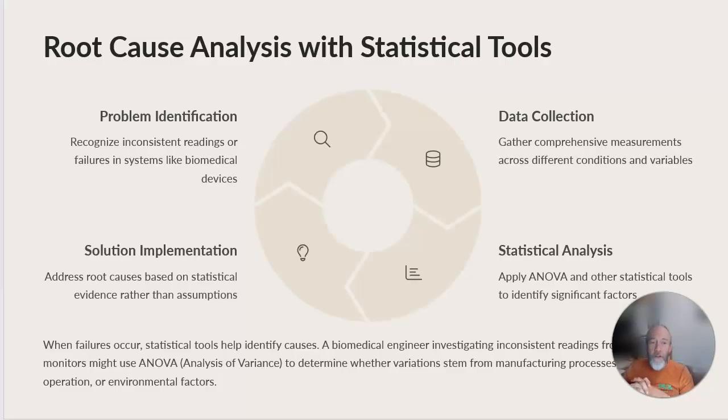So what's another very, very common thing that we do in the statistical world? Root cause analysis is one of them. And it really is a simple methodology, but it's a very powerful methodology. You identify a problem, you collect data of all the things that could be associated with that specific problem. You do statistical analysis to determine which of those different things that you're measuring are significant. You implement a solution, and then you go right back and look for more problems.